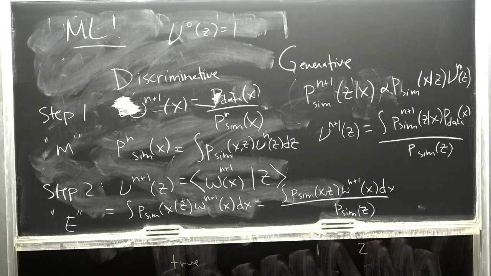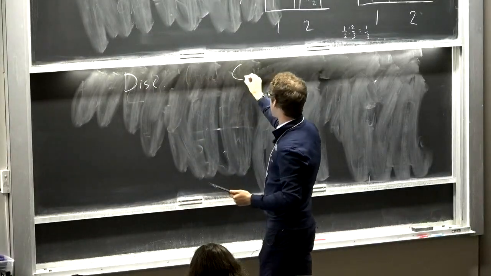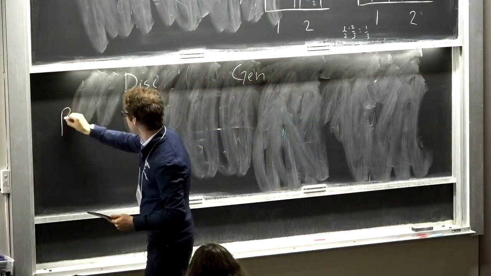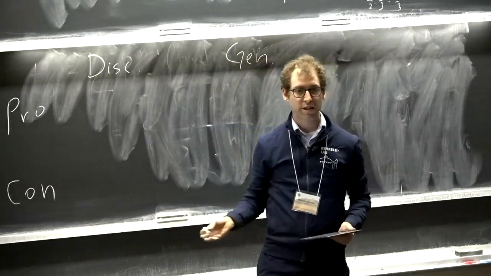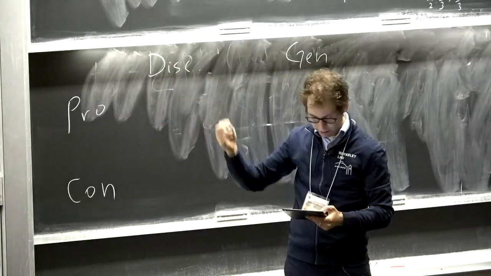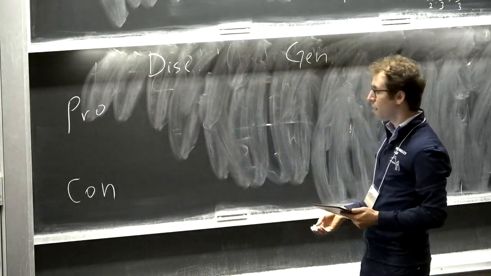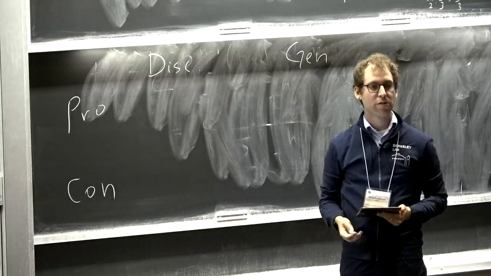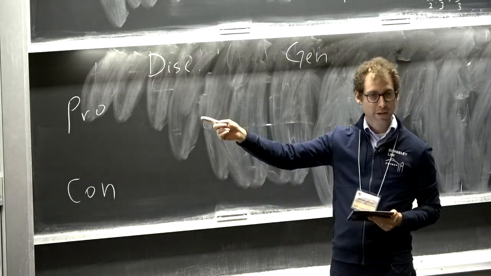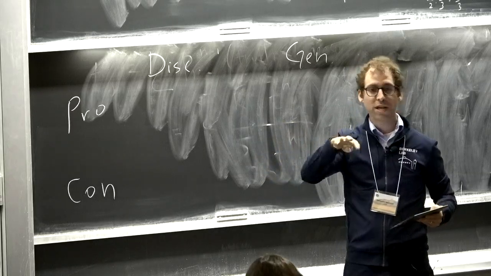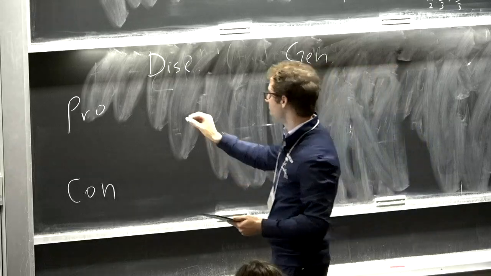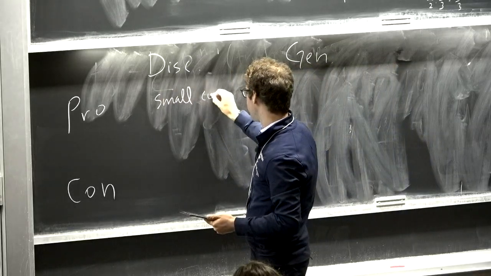So let me just briefly talk about some pros and cons. So I'll say discriminative, generative, pro, con. So formally, they do the same thing. You could use either one, and you get the same answer, like I said, they're formally doing the same thing. So the benefit of the discriminative model is that step one learns a small correction. It took me more symbols to write down step one, but it's learning a likelihood ratio between two things that are very similar. It's basically trying to tweak the simulation a little bit to look like the data. So small correction. That's always good.